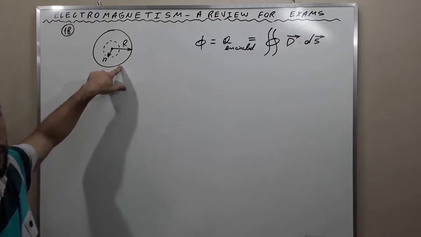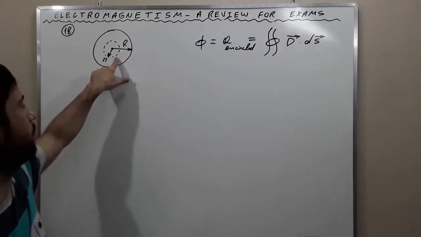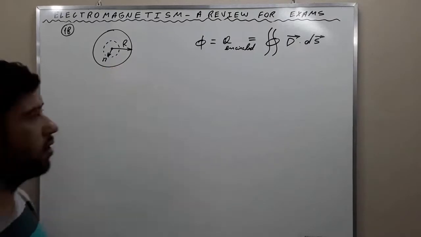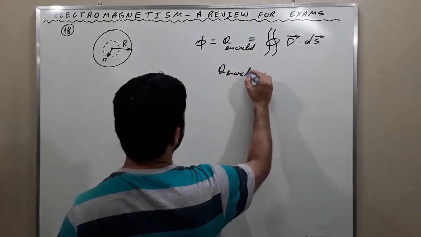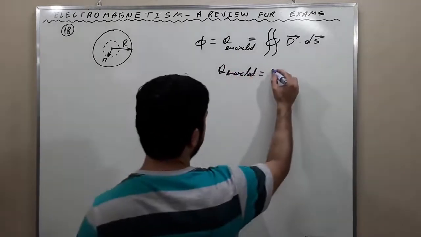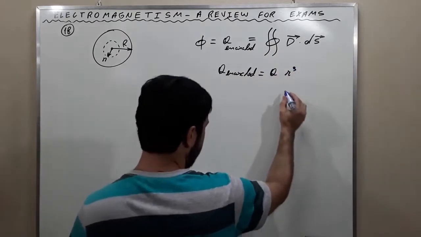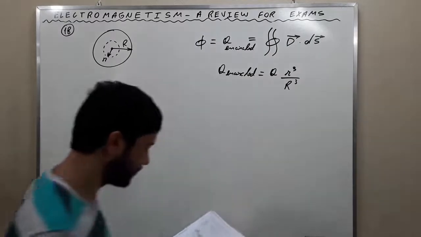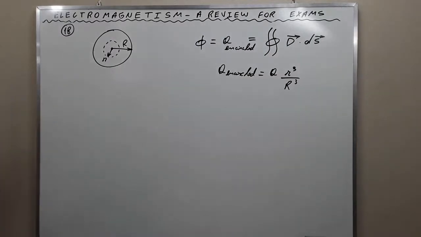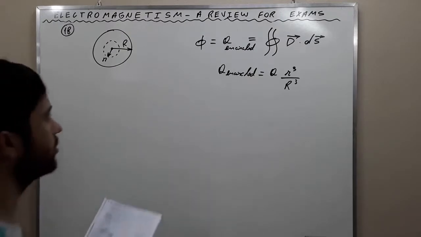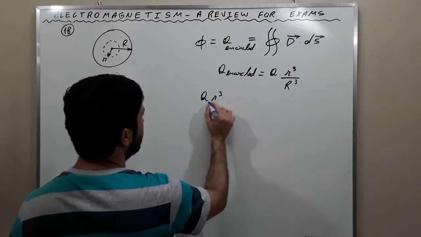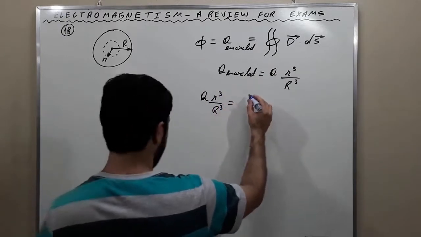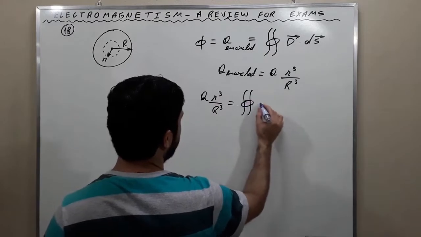The relationship between the total charge and the encircled charge is proportional to the volume. For the total charge, we have a greater volume. For the encircled charge, we have a smaller volume. And then the encircled charge is going to be Q r cubed over capital R cubed. Okay? Therefore, we are going to use this expression here. Q r cubed over R cubed is going to be equal to this integral here.